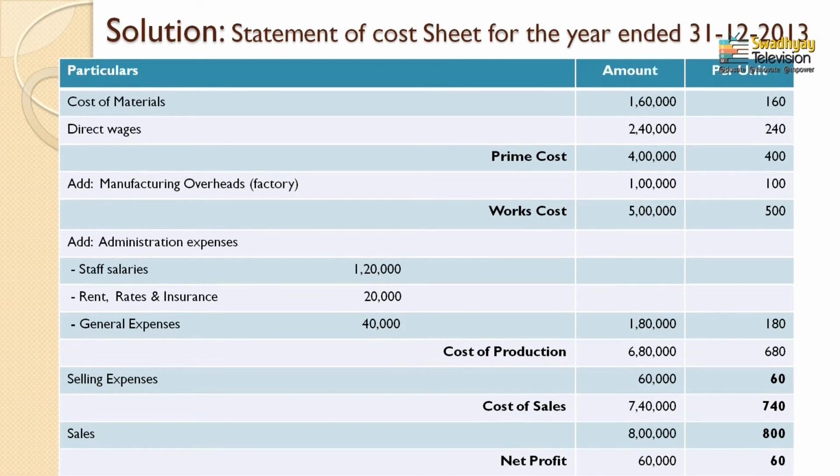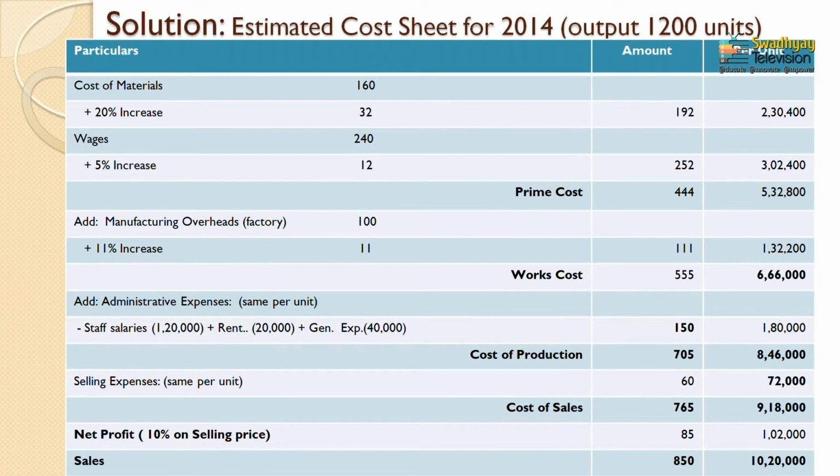Now, see, in 2013, the admin expenses actually incurred were 1,80,000 rupees, which includes staff salary, rent and rates, and general expenses, and it is unaffected. It means that whatever expenditures were incurred in 2013, the same amount will be reflected in the year 2014 also. Now, see here, after the work cost, add administrative expenses, in brackets same per unit. The total amount actually remains the same.